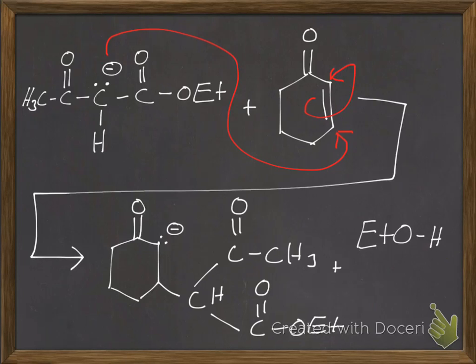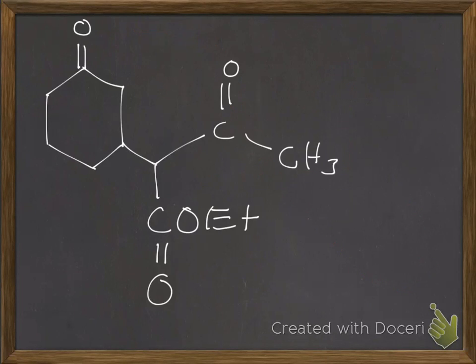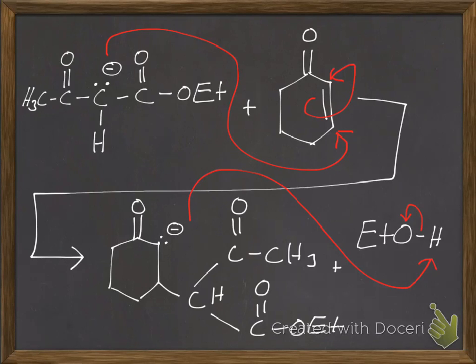What's going to happen now? Well, this negative charge is going to think that this hydrogen is really good looking and is going to come over here and attack that hydrogen. When that happens, the electrons from this hydrogen go onto the EtO over here, creating an ethoxide anion again, and we end up with this compound right here. Well, that looks exactly the same as this, doesn't it? No, slight difference.